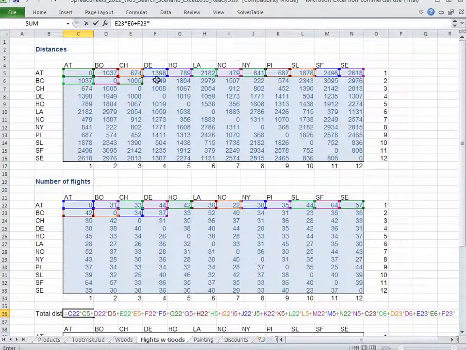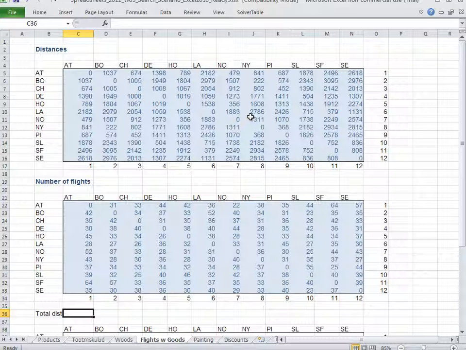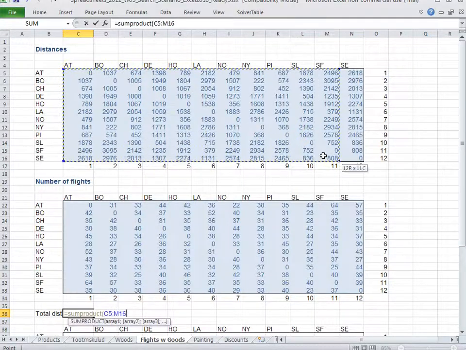And now at some point we might get tired because this formula is getting longer and longer. And it turns out that there is just one formula that actually does this in one step, and we have already learned it. Let's remember that this formula is called sum product, which does exactly this. When we take a table, so equals sum product C5 colon N16.